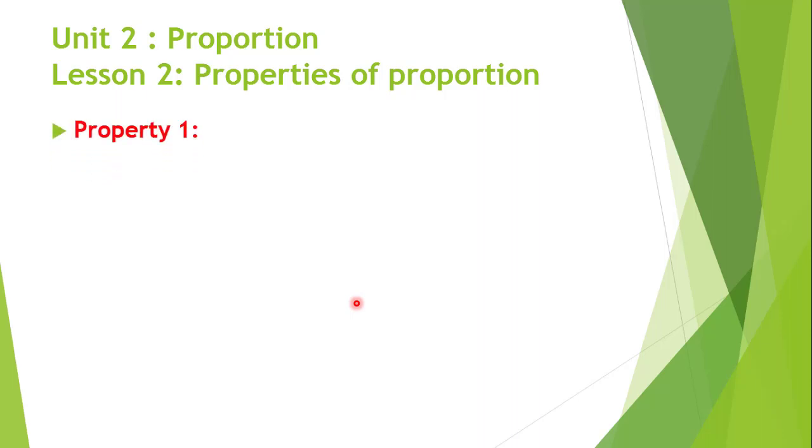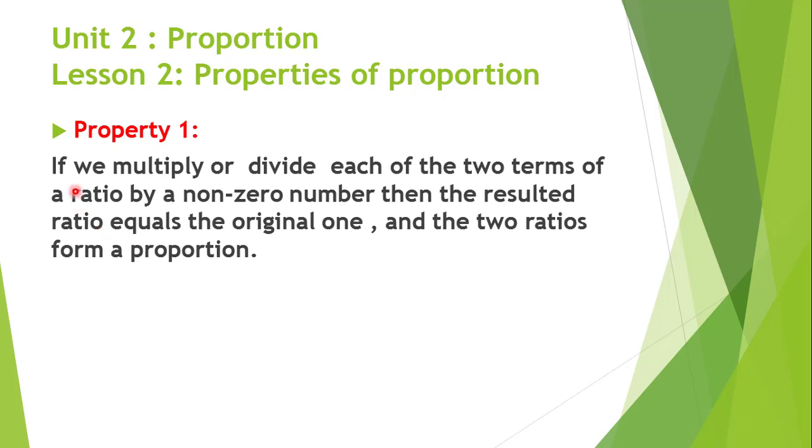The first property of a proportion: if you multiply or divide each of the two terms of a ratio by a non-zero number, then the resultant ratio equals the original one, and the two ratios form a proportion. For example, if we have 3/5 and 6/10, we multiply 3 by 2 equals 6, 5 by 2 equals 10. So the two ratios are equal. Then the four numbers 3, 5, 6, and 10 are proportional numbers.